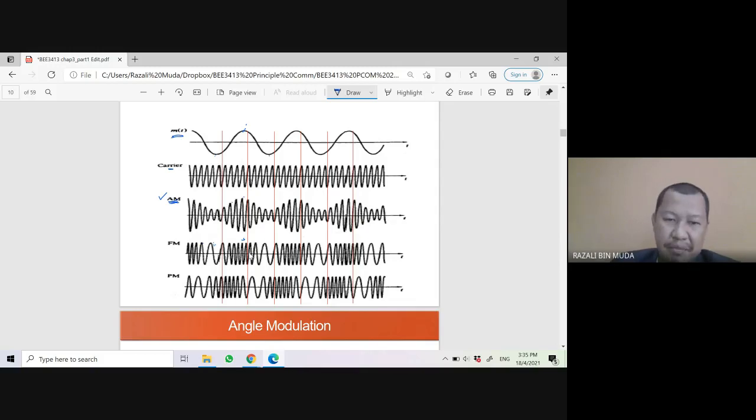For PM, when there is a change from positive to negative, then there is a high frequency. Change from negative to positive, there is low frequency. It looks similar, but it is not similar. But don't worry, we will discuss PM after we finish FM.